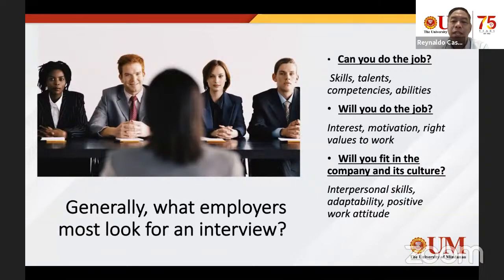Okay. Will you fit in the company and its culture? So it talks about your interpersonal skills, your adaptability, and your positive work attitude. Kaya nga yung interpersonal skills, pabalik-balik na sinasabi ko sa inyo, sino ba ang mga kakilala ninyo who are more mature and who are professional? Pag wala kayong kakilala, ako, as HR, mapapaisip ako doon. Bakit wala kang kakilala na ganun? Alright? Ano ang ginawa mo sa past years para i-build up yung networking mo? All right.